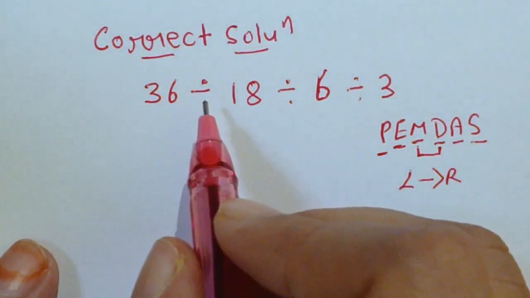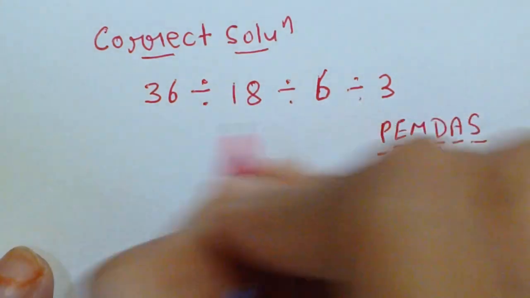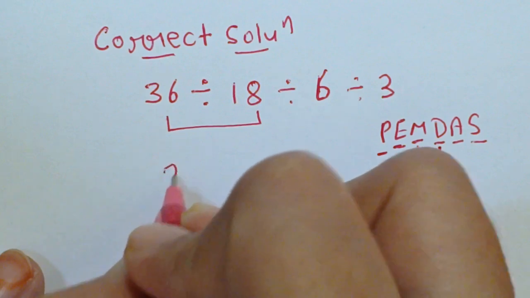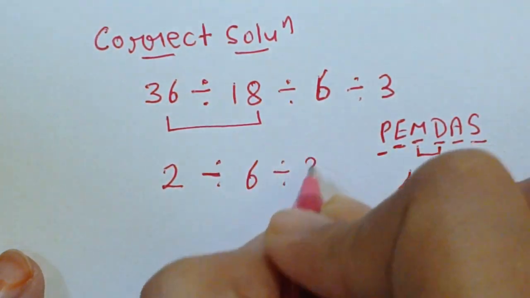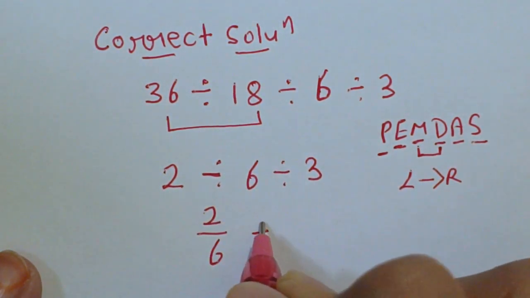So here in this you can see only division is there. More than one division is there, therefore we go from left to right. First we'll solve this one. So here 2 will come, divide by 6 divided by 3. Now we can write this as 2 by 6 divided by 3.